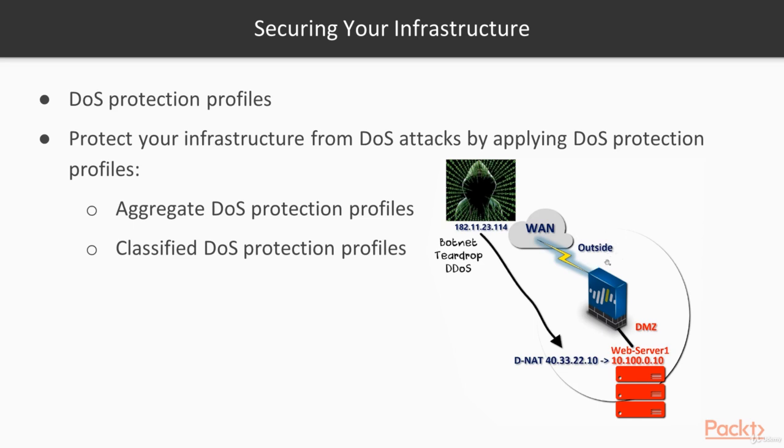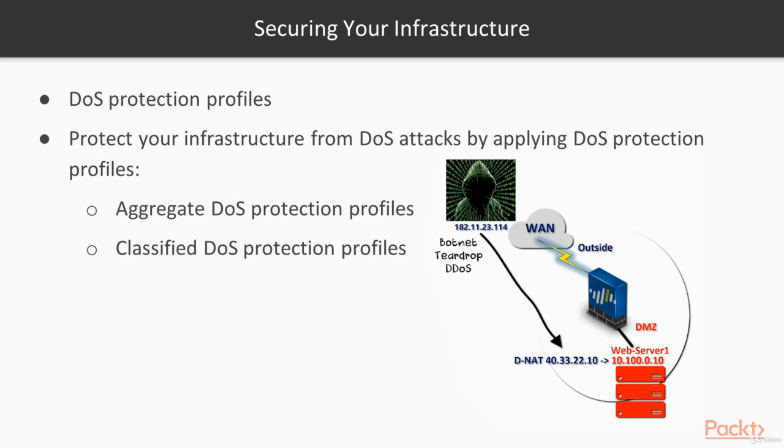The way it works is we create a profile object, and in the profile object we put some thresholds. So we're going to say, I'm going to allow X amount of connections per second. If I go over that, consider that a DOS attack, and apply the enforcement. We're going to see the type of enforcement that we can apply, which is basically drop or protect, and you're going to see the difference between both of them. And then we're also going to discuss what an aggregate DOS protection profile and a classified DOS protection profile are.